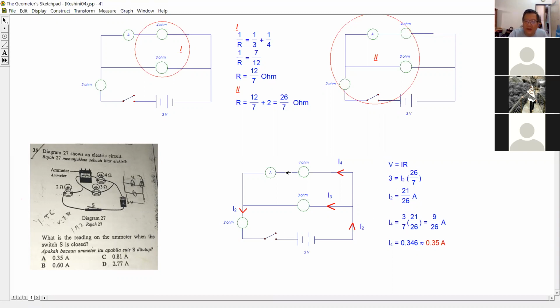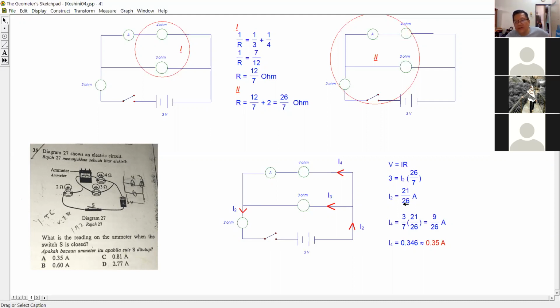Now you look at the diagram here. I2 is flowing in the 2 ohm resistor. That's why I label it 2, because I label it according to the resistance here. So flowing in this part is I2. I've calculated I2 to be 21 over 26.